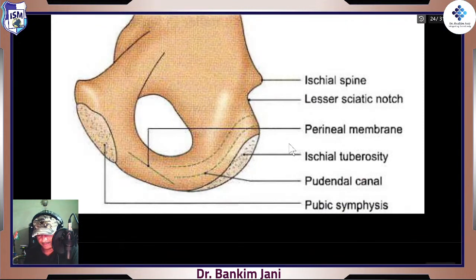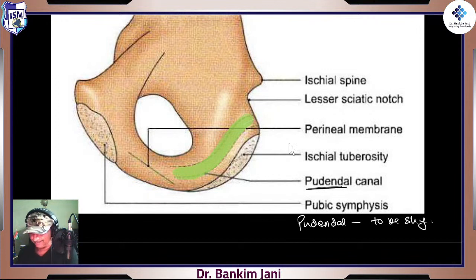There is the pudendal canal. See, this is the pudendal canal. That's the location of the pudendal canal. You know the meaning of pudendal? Something one should be shy of. That is actually the meaning of the pudendal word. Pudendal's actual meaning is something to be shy about. I don't know who gave this name, but anyway.